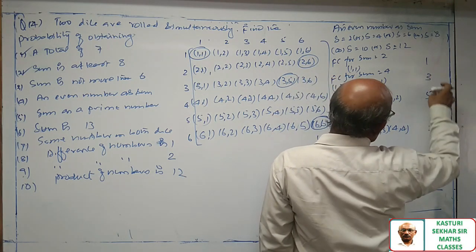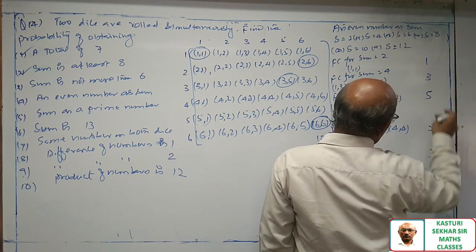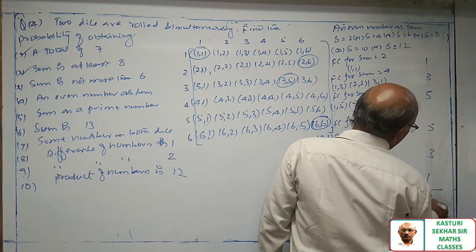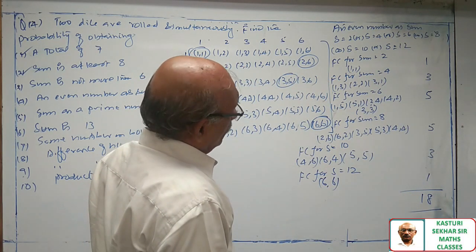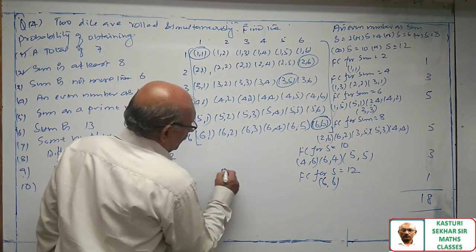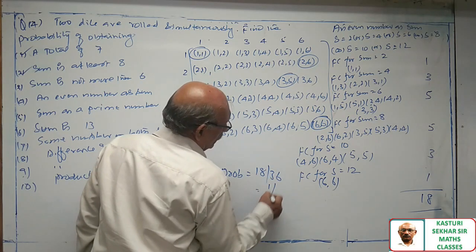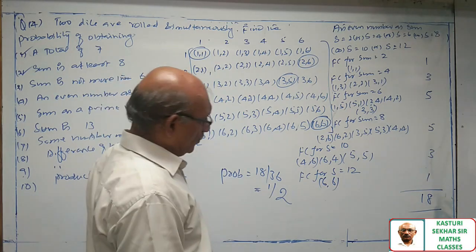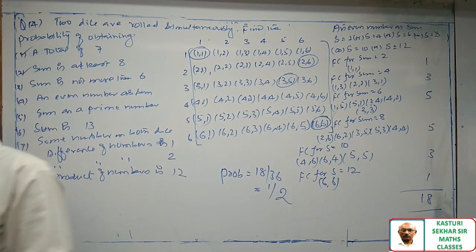1 plus 3, 4, 4 plus 5, 9, 9 plus 5, 14, 14 plus 3, 17, 18. Total favorable cases 18. So, probability is equal to 18 by 36, which is equal to 1 by 2. Okay, sir. Note down the solution.